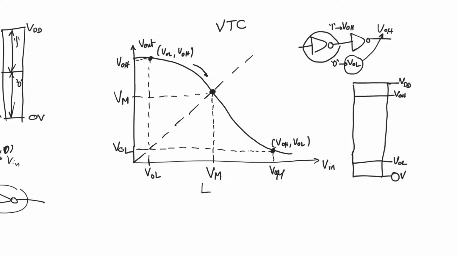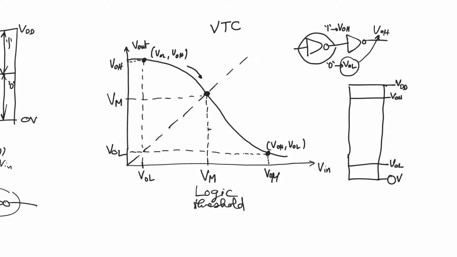Vm is called the logic threshold or inverter threshold, and it should be distinguished from the transistor threshold voltage, V threshold. So logic threshold is usually a relatively large number. It lies somewhere in the middle between VDD and ground, and it is the point at which the input and the output are equal. What does it signify? Any input that is larger than Vm will produce an output that is smaller than it. And any input that is smaller than Vm is going to produce an output that is greater than it.